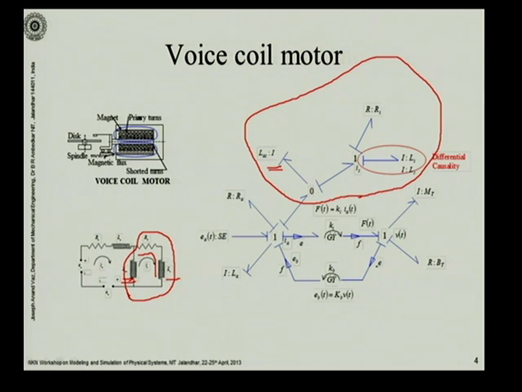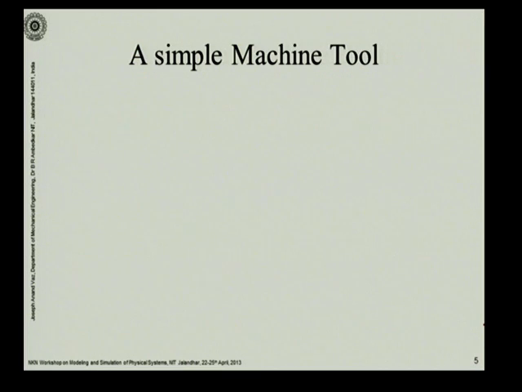Here we also have the mechanical side, which is almost exactly similar, except the gyrator I have shown in two paths, and they have been shown in terms of signal bonds, not in terms of power bonds. Okay, anyway, I am not going to dwell in detail on this. Let's proceed further. Let's take a simple machine tool.